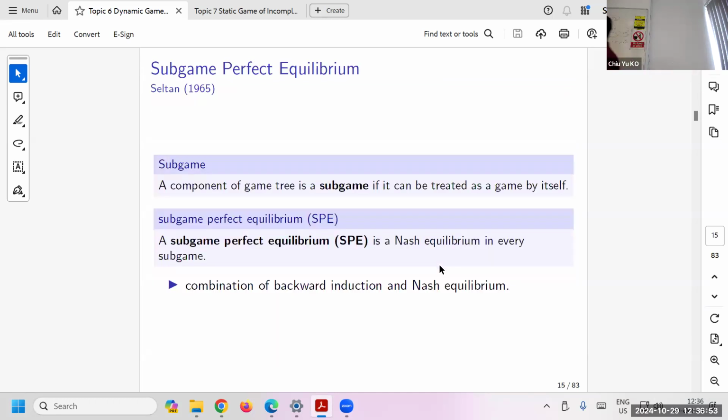The solution concept is much stronger. We'll use what is called subgame perfect equilibrium, or subgame perfect Nash equilibrium. It says that if you can decompose the game into multiple subgames, you want to find a Nash equilibrium in all the games. The intersection of the equilibria in all subgames will be the subgame perfect Nash equilibrium. We just require that it is a Nash equilibrium of the whole game and also a Nash equilibrium of every subgame. And usually you can solve it by backward induction.